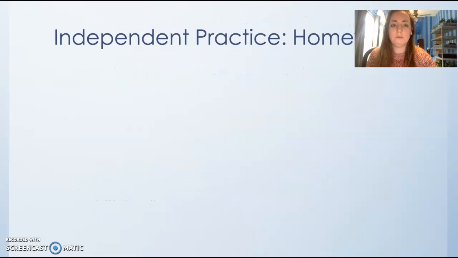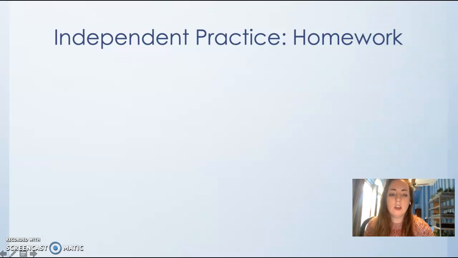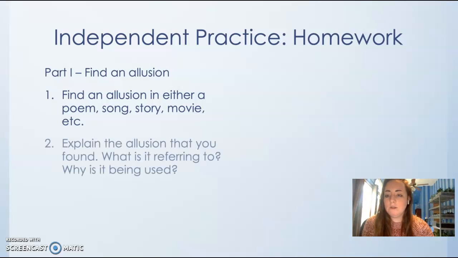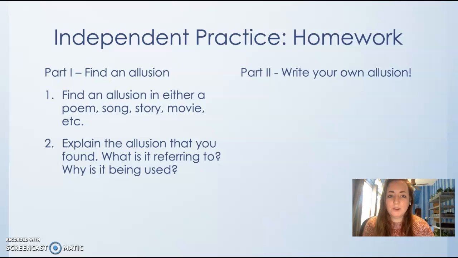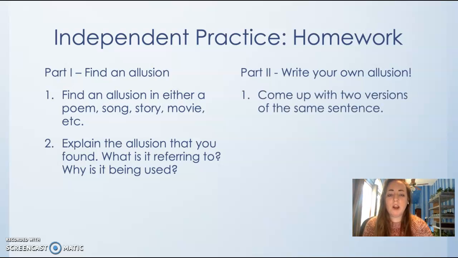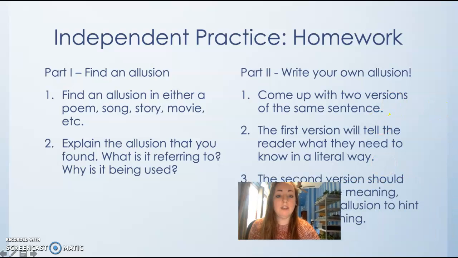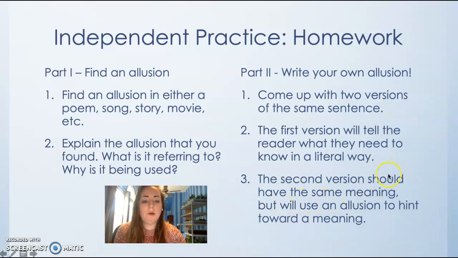All right, so for some independent practice of allusions, I'm gonna have some homework. So part 1 is to find an allusion. Find an allusion using a poem, song, story, or a movie. Explain the allusion that you found and what it's referring to, and why it is being used. And then part 2 is to write your own allusion. So for the first part of part 2, you're gonna come up with 2 versions of the same sentence. The first version will tell the reader what they need to know in a literal way. And then the second version should have the same meaning, but will use an allusion to hint towards the meaning.